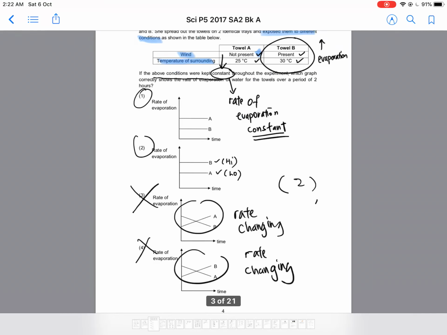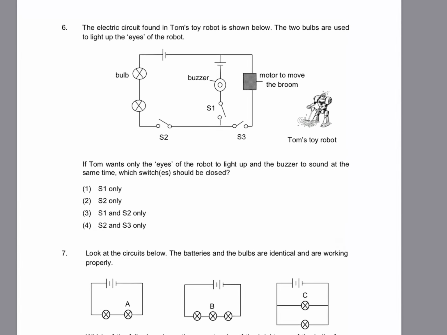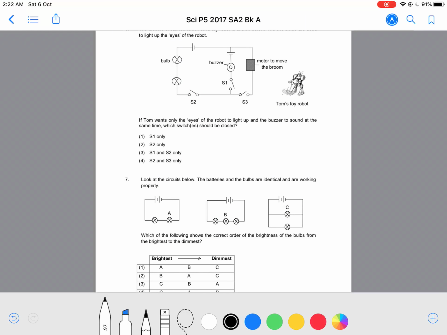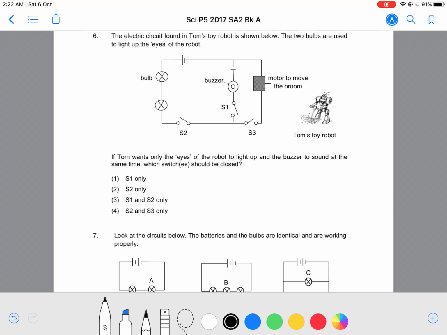Alright, question number 6. Quite an interesting question. This question requires you to light up the eyes. Some robots have eyes that have lights on them, and also want the buzzer to work. So they want the eyes, which is the bulb, to work. They also want this buzzer to sound. So which switches must be closed in order for this to happen?